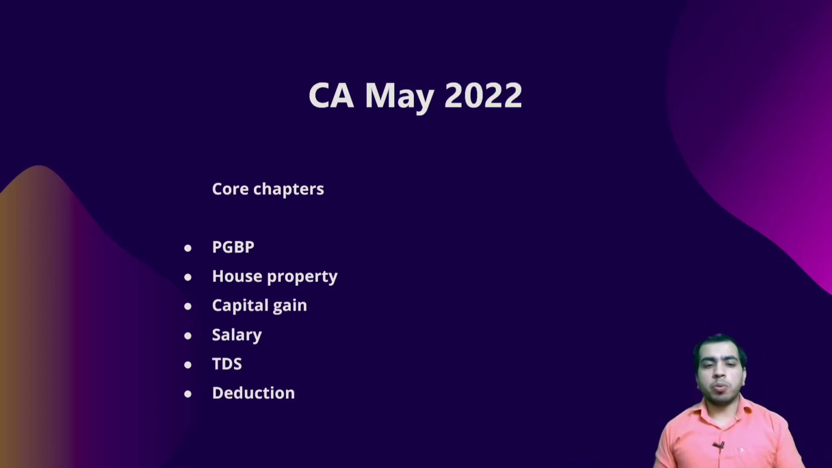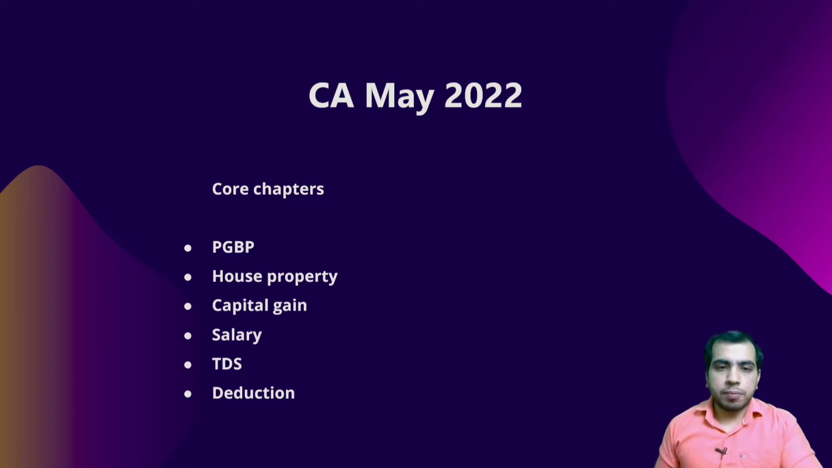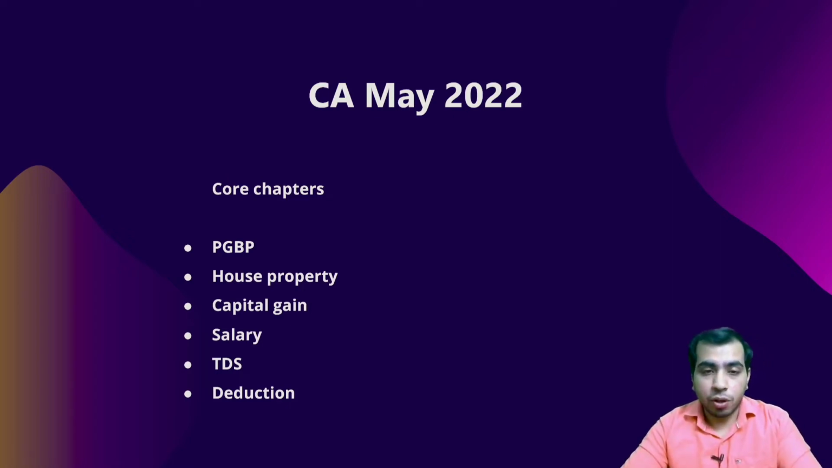So PGBP, house property, capital gain, salary, TDS, deduction. You don't have to repeat the questions again and again. Again, I would say do big questions from these chapters if you have less time left, and definitely there is less time left right now. All you need to do is look at the big questions of these chapters so that all your small concepts get covered.